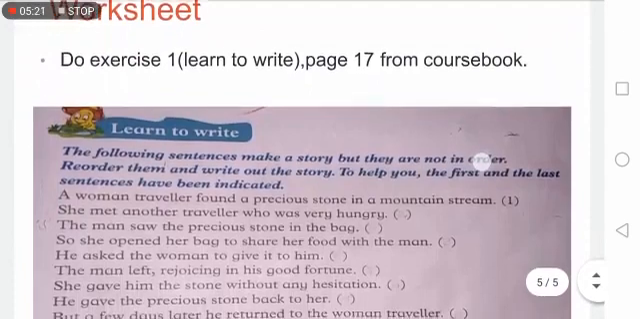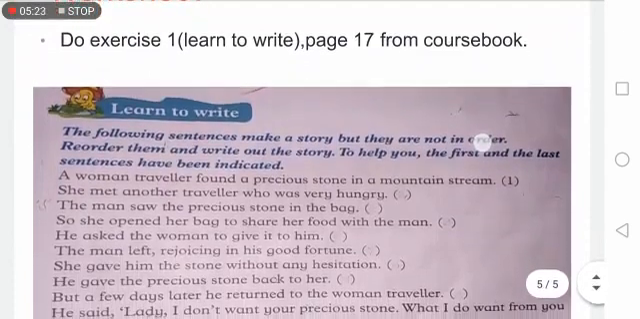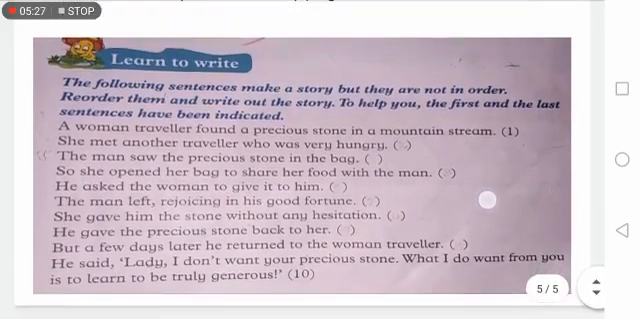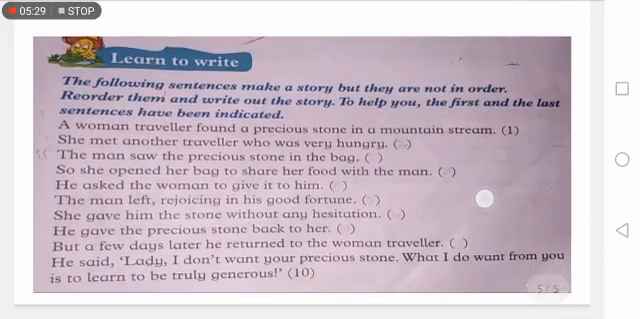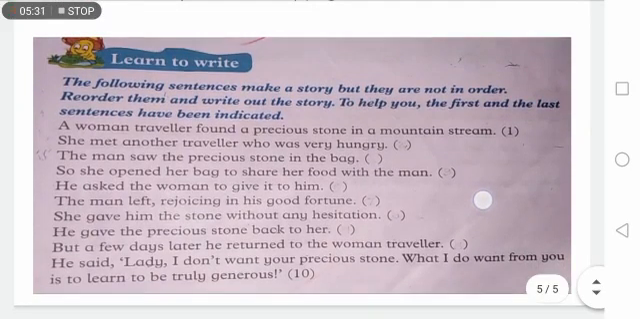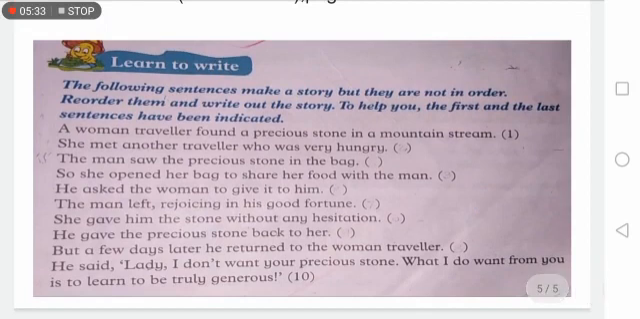Now there is a worksheet that you have to do. Exercise number 1, Learn to Write, from page number 17 of the course book. This is the exercise which you are going to do. The following sentences make a story, but they are not in order. Reorder them and write out the story to help you. The first and the last sentences have been indicated.